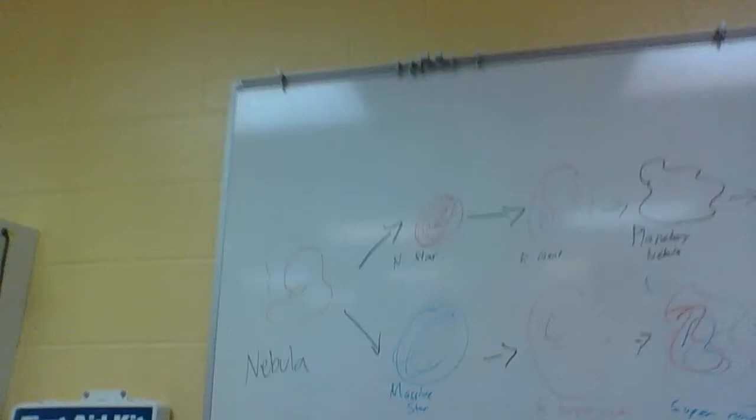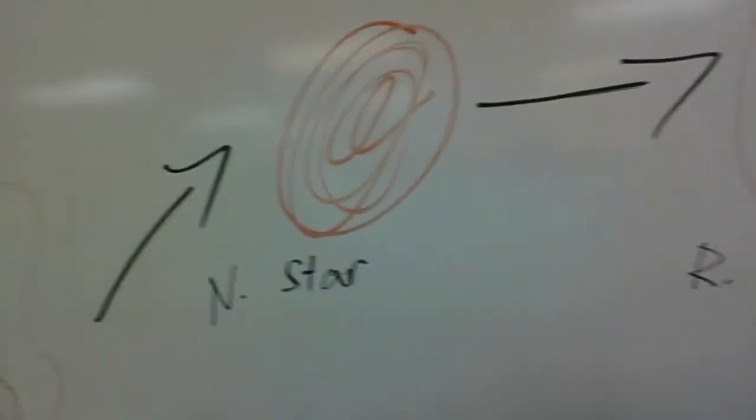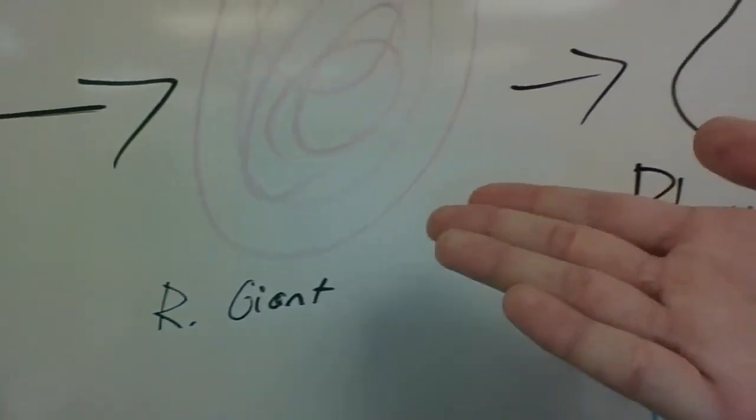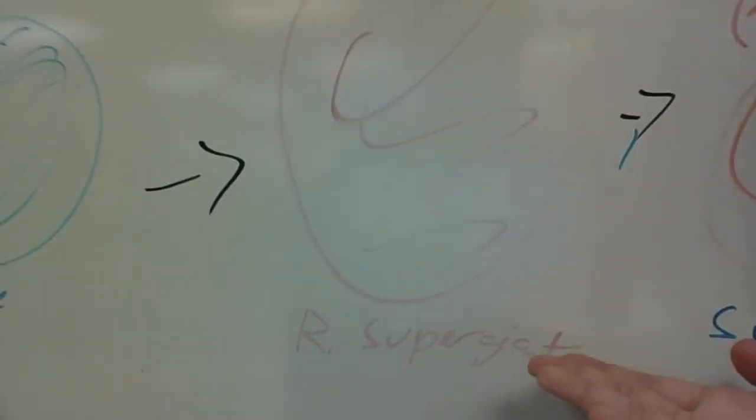Now we're going to take a look at all of the things. So there's the normal star, the red giant, planetary nebula, and then the white dwarf. And then the other thing is the massive star, supergiant, supernova, neutron star, or a black hole. So that's the end of the video.